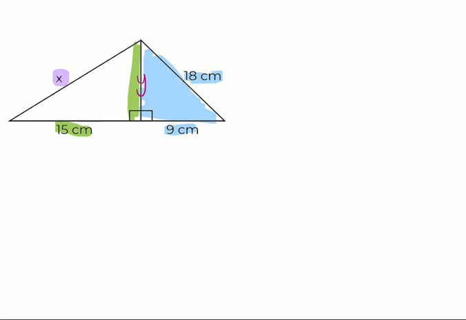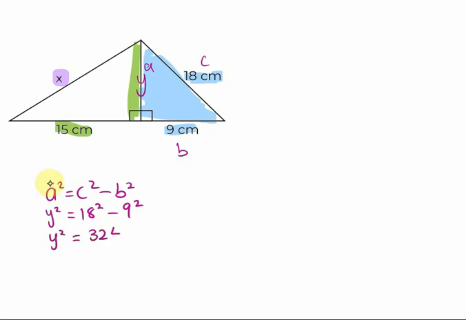If we label our triangle for Pythagoras, C is the hypotenuse, A and B are both shorter sides. So we're trying to find the A side. We use the version of the formula A squared is C squared minus B squared. Our A value is y. Our C value is 18 squared minus 9 squared. So we have y squared equals 324 minus 9 squared is 81. Y squared is equal to 243.